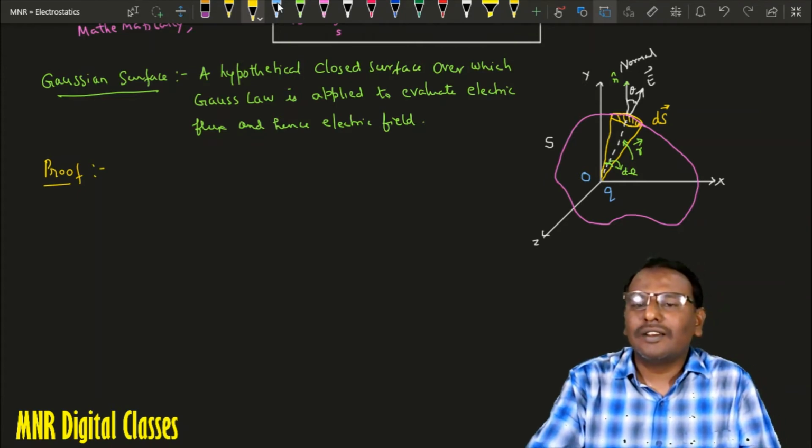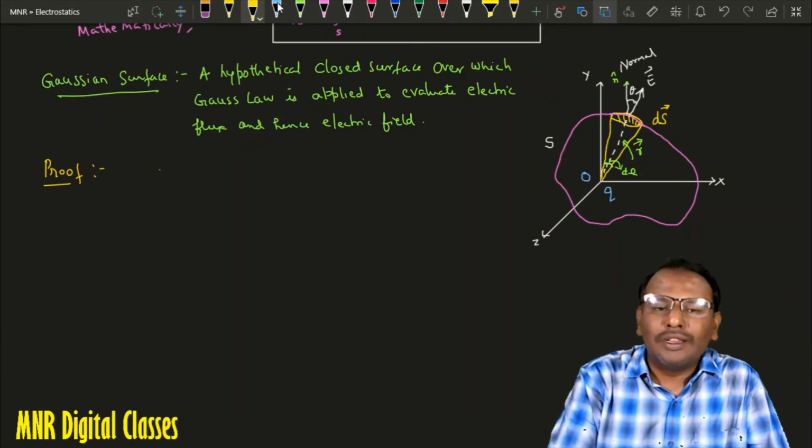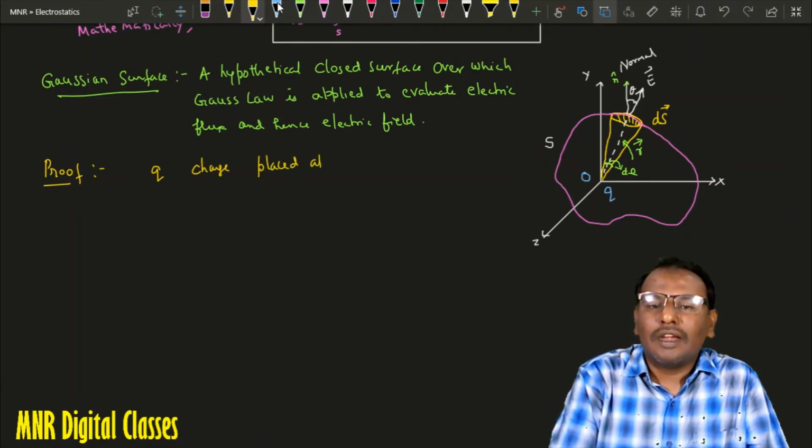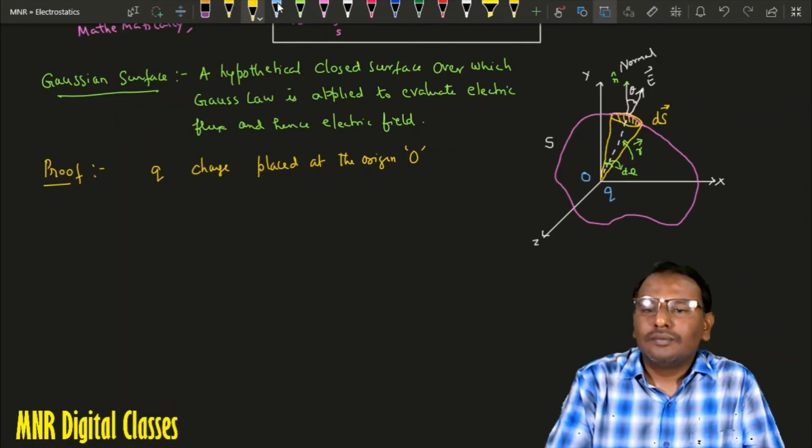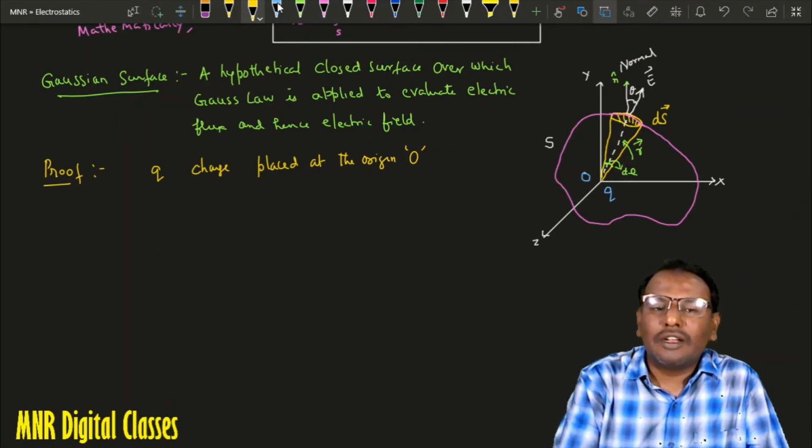Now let us consider a coordinate system represented by xyz. Let q be the charge placed at the origin O. Now let S be the closed surface, that is we call it as the Gaussian surface.